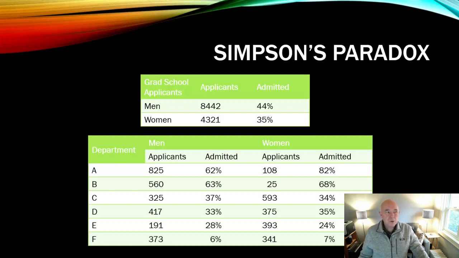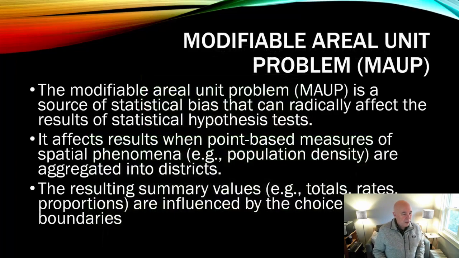When you create big groups, you can create obfuscations. And so one of the ways to deal with Simpson's paradox is to do your analysis at small levels of analysis. We'll talk about that more over the term, but I want to make sure that you know that if you change the level of analysis, you change the results.